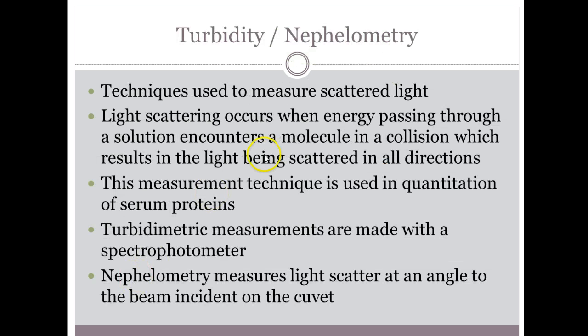The next one is turbidity or nephelometry. This one detects scattered light. Light scattering occurs when energy passes through a solution. It enters a molecule in a collision, which results in light being scattered in all different directions.